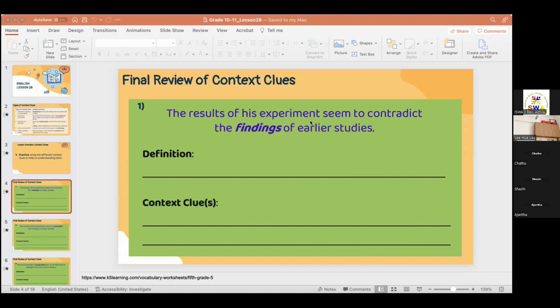Anyone else? He said experiment seem. Oh, the experiment. Okay, so actually the answer is results. And what type of context clue is being used here? Does anyone know? Anyone want to give it a try?